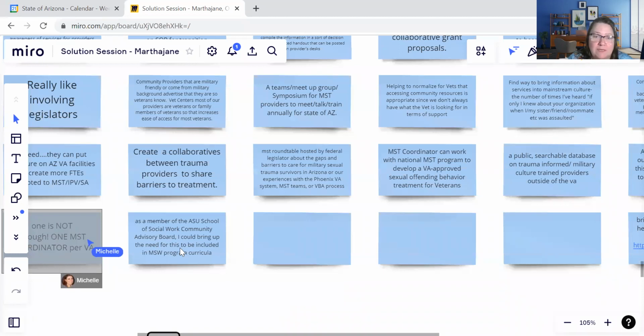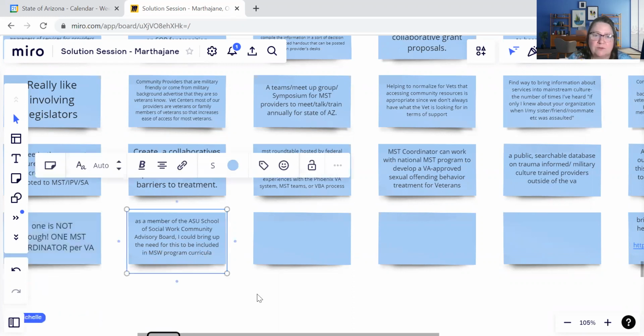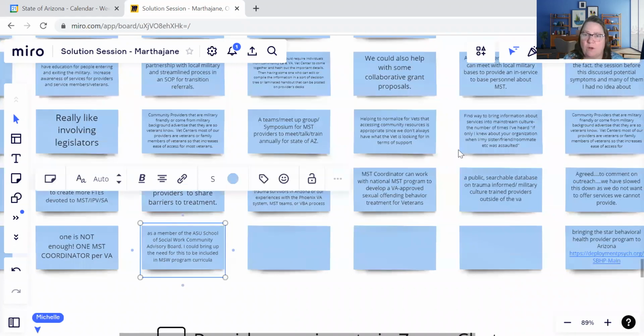As a member of the ASU School of Social Work Community Advisory Board, I could bring up the need for this to be included in the MSW program curriculum. Absolutely, you could. That's a fantastic idea. And how do we create connections between that board and the potential great work that we're talking about doing with other coordination, right?